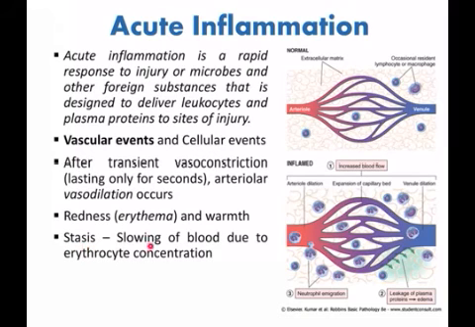Stasis means slowing of blood flow due to erythrocyte concentration. So at the site of acute inflammation, because of vasodilation, the pressure is reduced, and because of that, blood flow will be slowed down, and moreover, there will be accumulation of more erythrocytes at the site of acute inflammation, which ultimately leads to slowing of blood flow. This slowing of blood flow is very essential for the WBC to migrate out of the blood vessels. So I hope you remember white blood cells are a component of blood. They actually have to be present inside the blood.